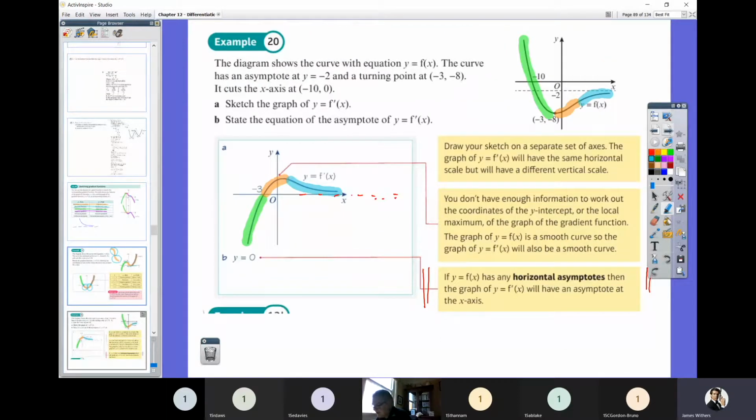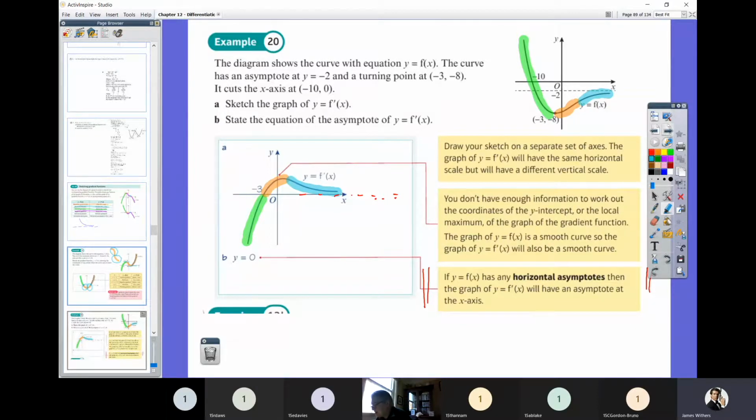If you want to just play it back. Okay, so the green bit is going downwards, hence why it's below the x-axis, but it's decreasing at an increasing rate, hence why it's going upwards.